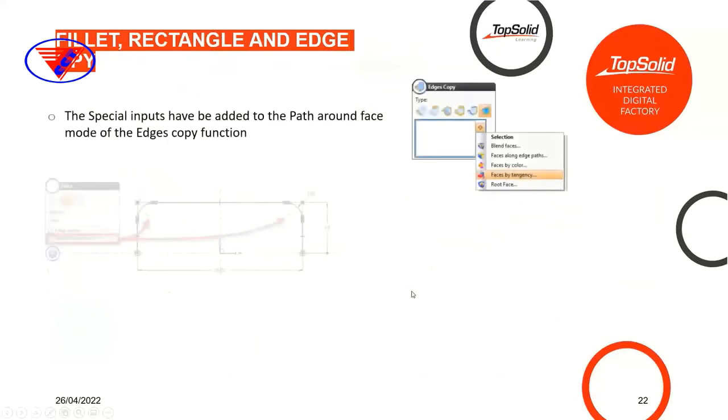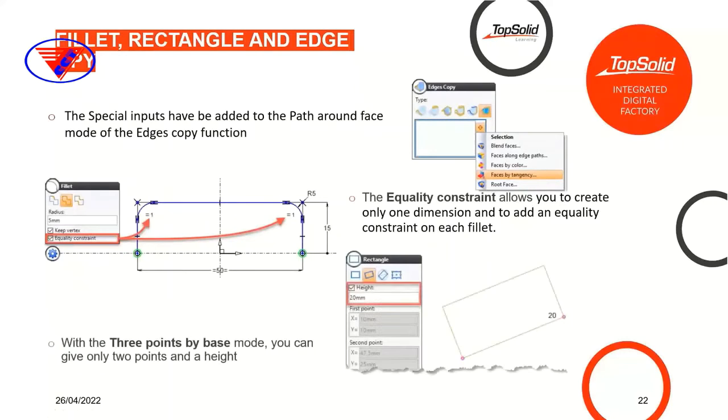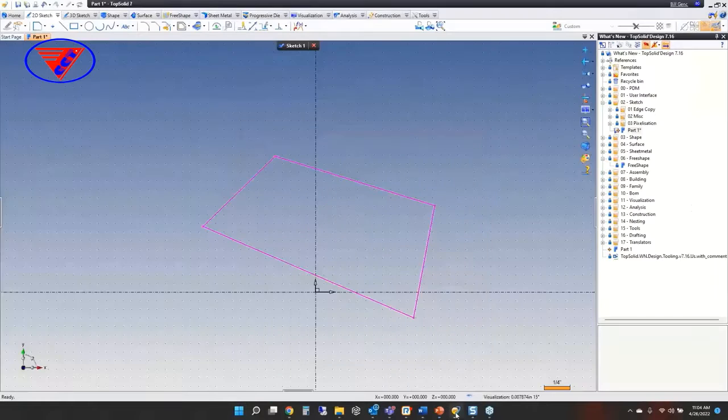All right, next. Couple of other options. We've added the special inputs to the path around face mode of the edge copy from the 3D sketch. I'll show you a sample of that here in a sec. In the fillet command, when you're doing the same fillet on all vertices, for example, you have the new equality constraint option. We'll show you that. And then with the 3-point by base rectangle, you have a new height option. So let's go take a look at how all of those function.